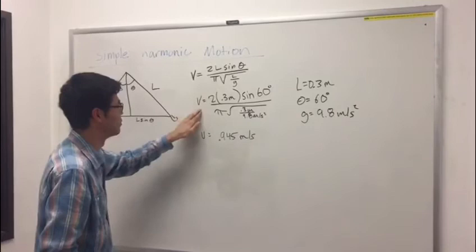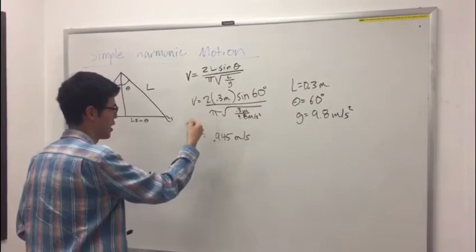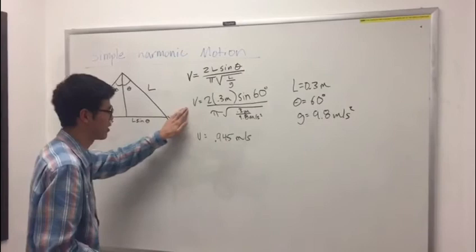2 times 0.3 meters times sine of 60 degrees, over pi times the square root of 0.3 meters over 9.8 meters per second squared. After the calculations, you should arrive at this solution where v equals 0.945 meters per second.